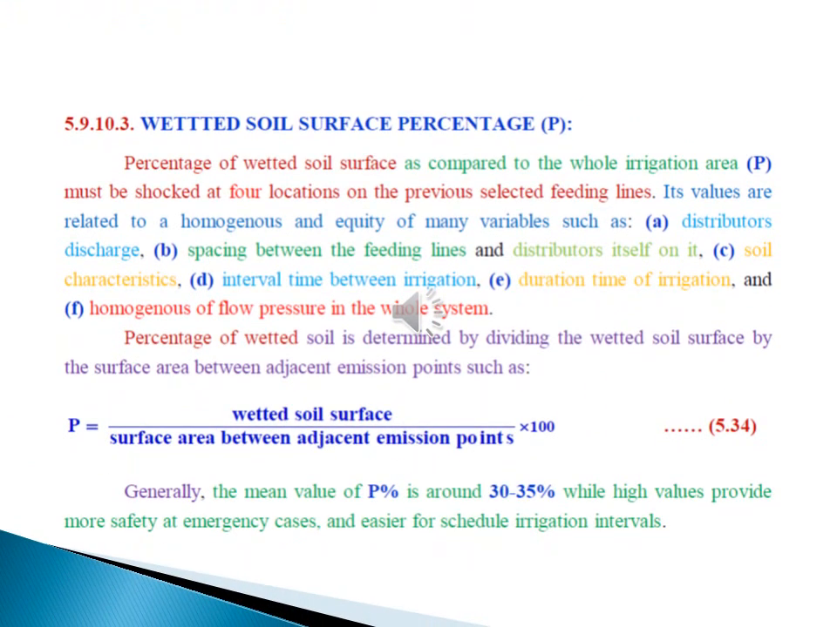Wetted soil surface percent. The percentage of wetted soil surface compared to the whole irrigation area must be measured at 4 locations on the previously selected feeding line. Its values are related to the homogeneity and equity of many variables such as discharge, spacing between the feeding lines, soil characteristics, interval time between irrigations, duration of irrigation, and homogeneity of flow pressure in the whole system. The percent of wetted soil is determined by dividing the wetted soil surface by the surface area between the emission points, as shown in the enclosed equation.